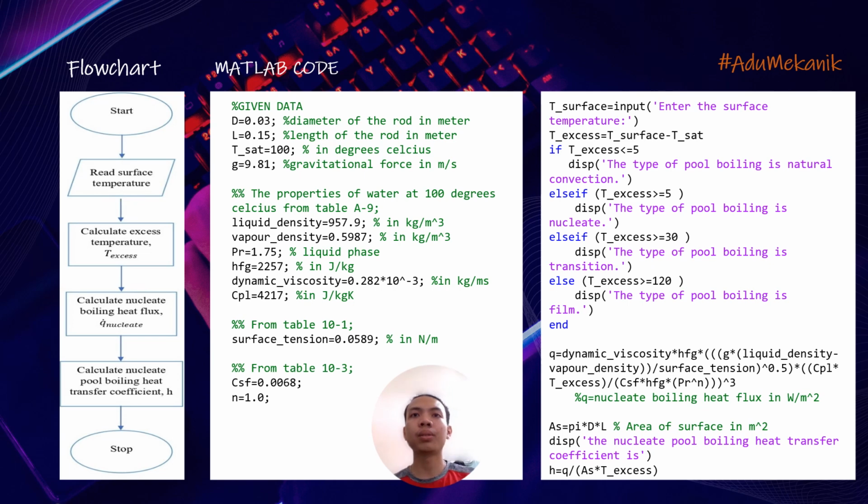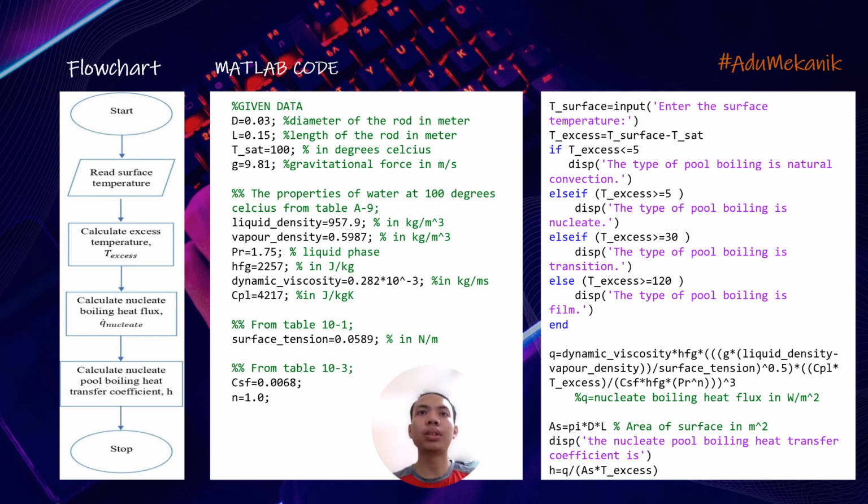So our first processing is calculate the excess temperature. The second processing is calculate nucleate boiling heat flux, and then the third one of our process is calculate the nucleate pool boiling heat transfer coefficient. And then we end our program by using an oval shape icon again and write a stop command. So move on to the MATLAB code.